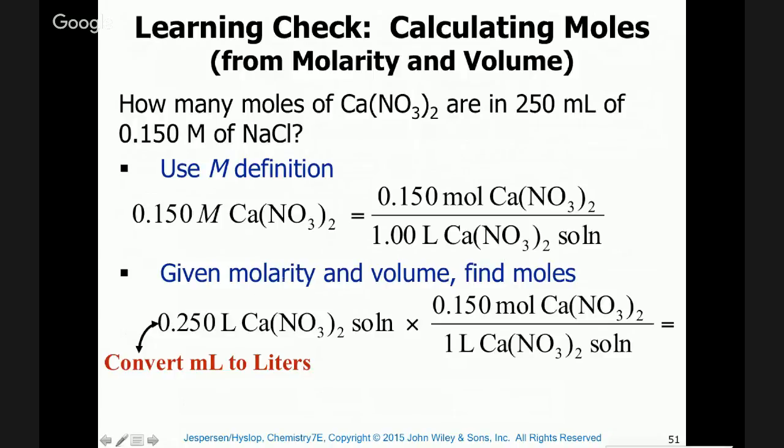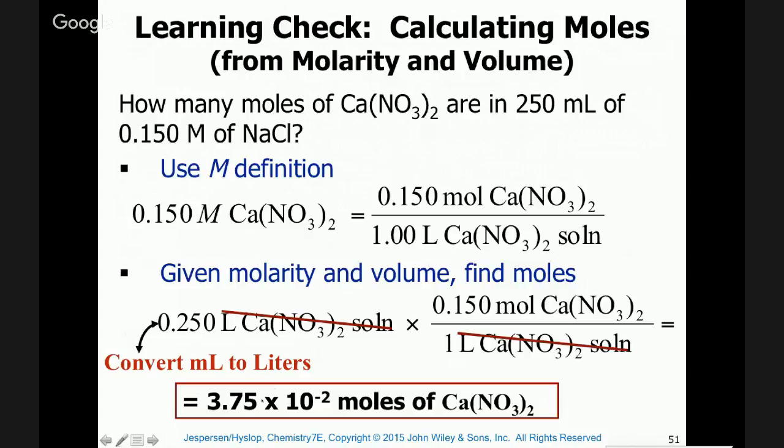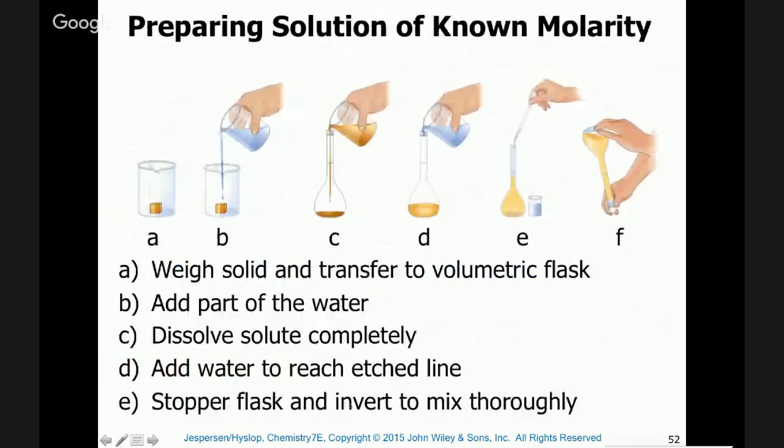Find the number of moles. We convert milliliters to liters. 250 milliliters is 0.250 liters, so we already converted that. You can do that as well. And then we have our conversion. We're left with 3.75 times 10 to the negative second moles.